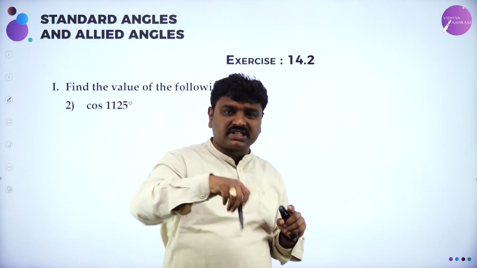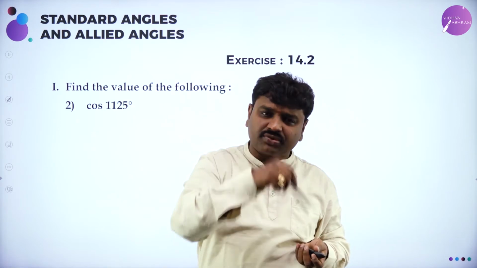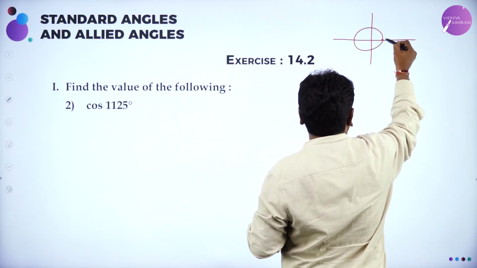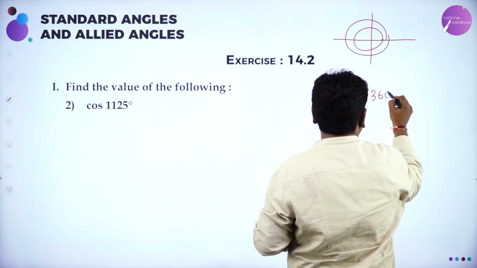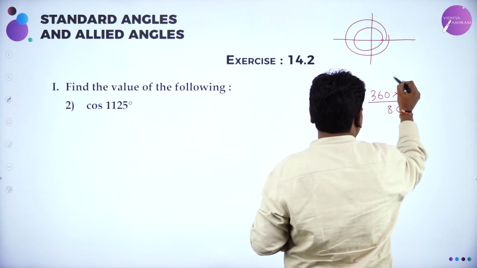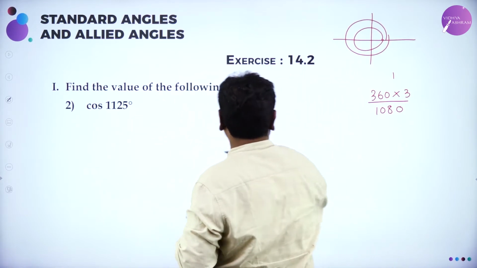One cycle means 360. We don't have an angle more than 360. If it is more than 360, you start again. See, if you complete one rotation, that is 360. More than 360 means second rotation, and it goes on like that. So multiply 360: 3 zeros are 0, 3 sixes are 18, 3 threes are 9, 1080. And we have 1125.